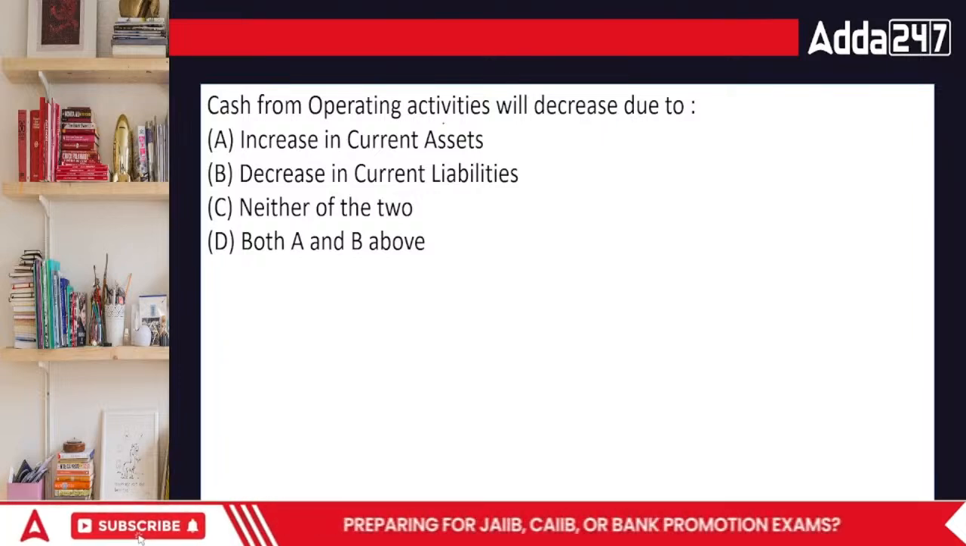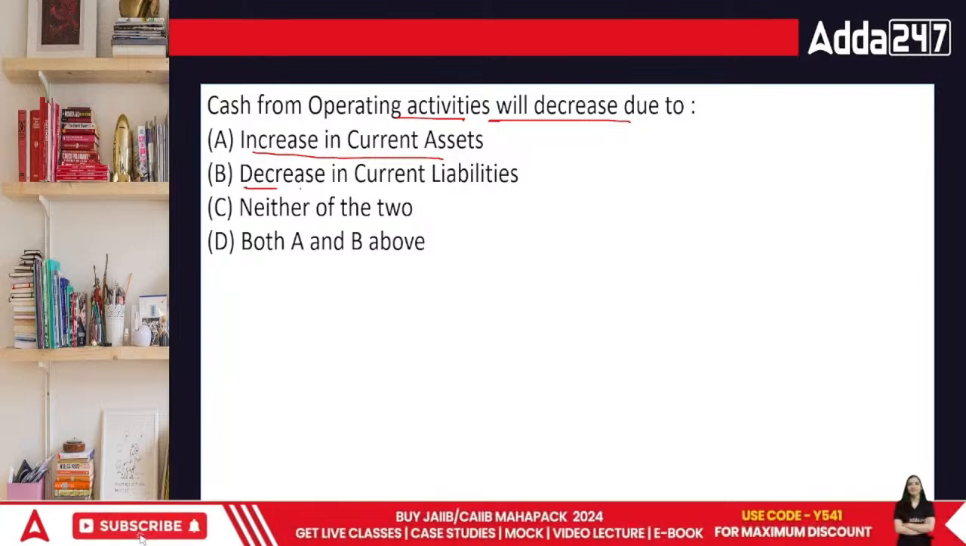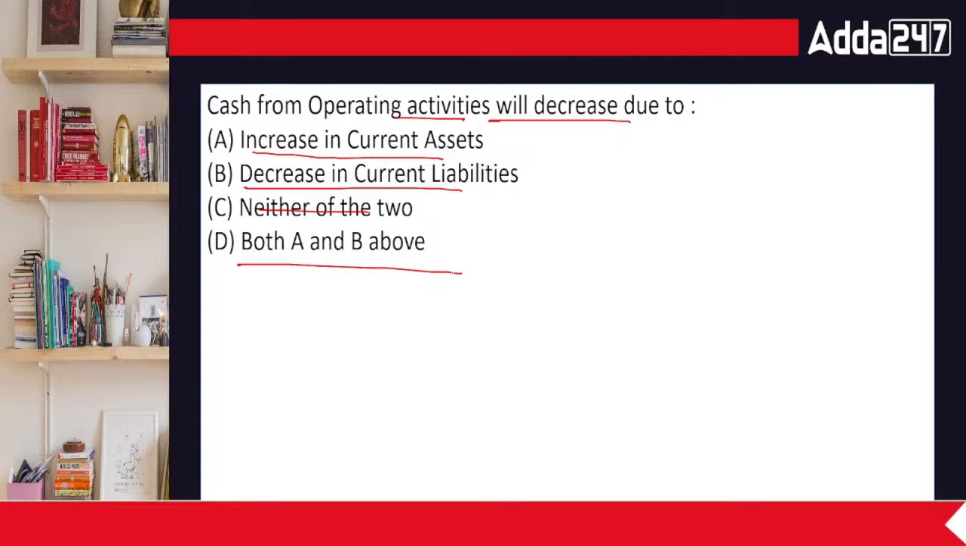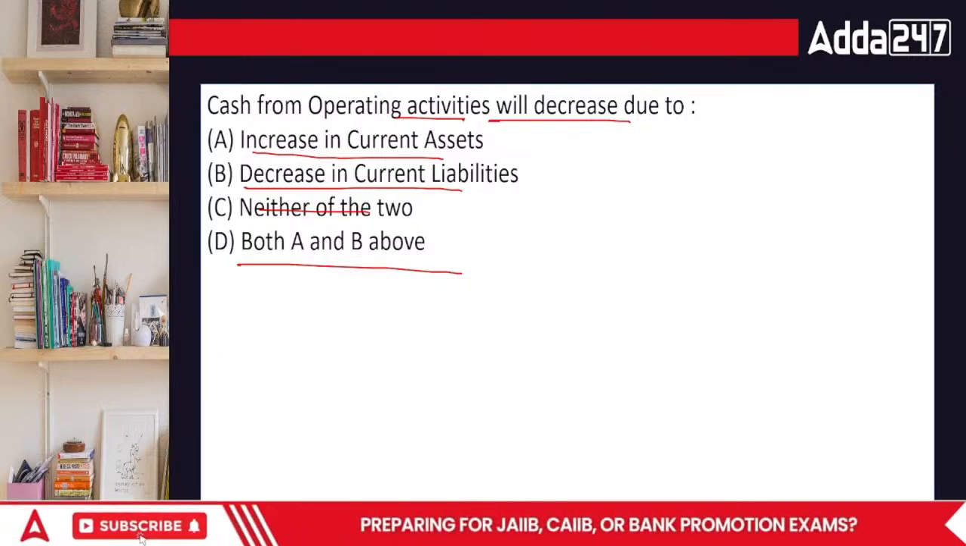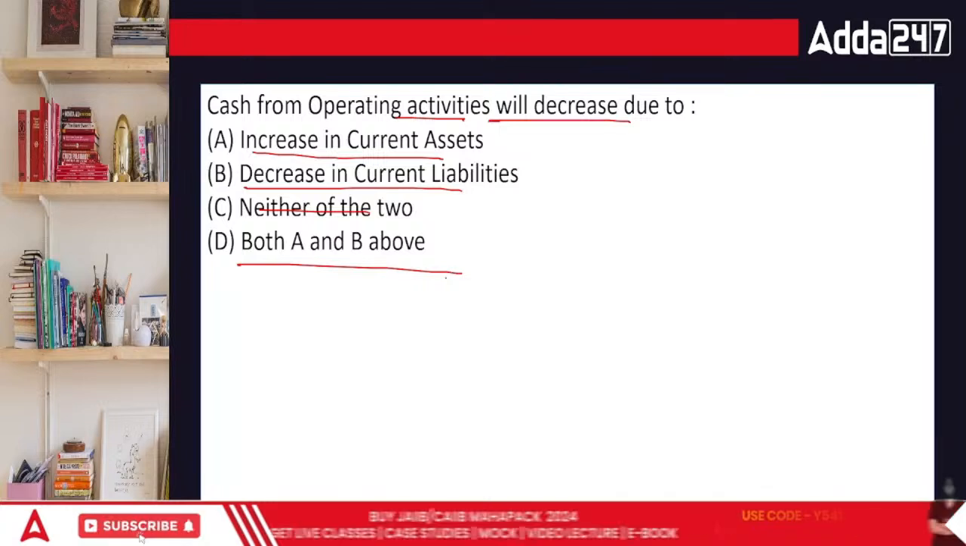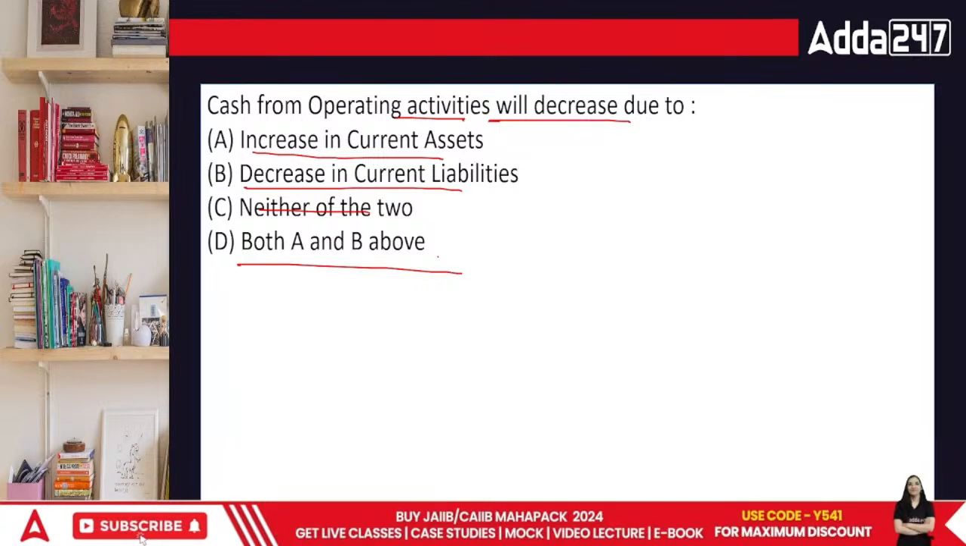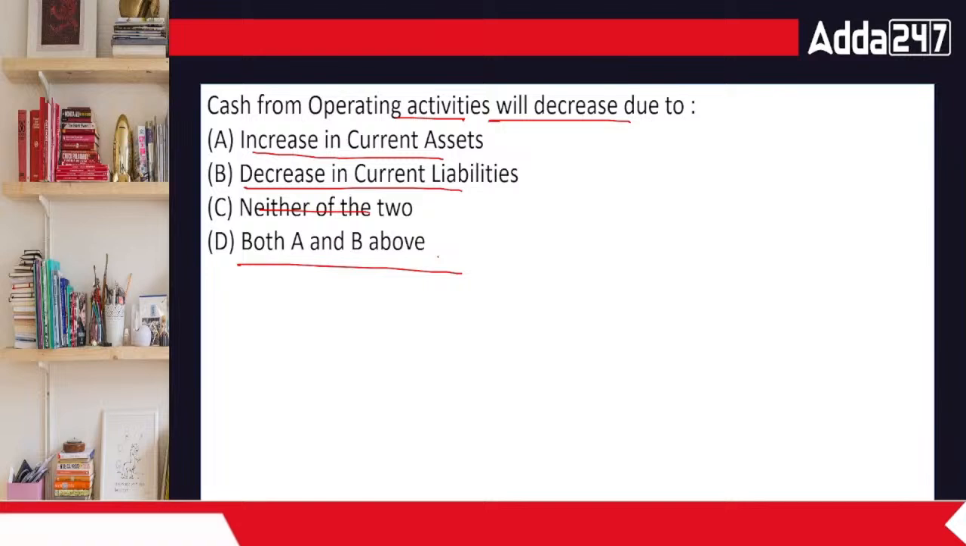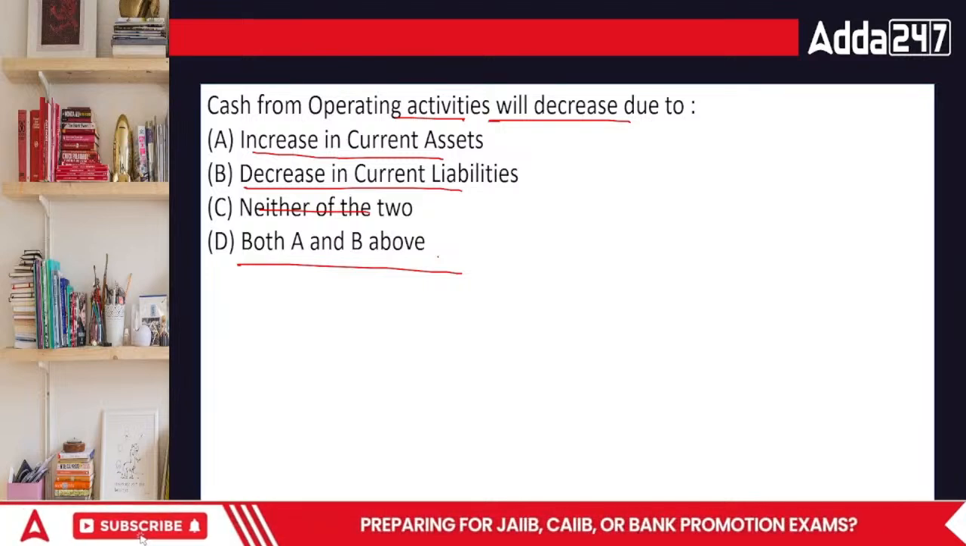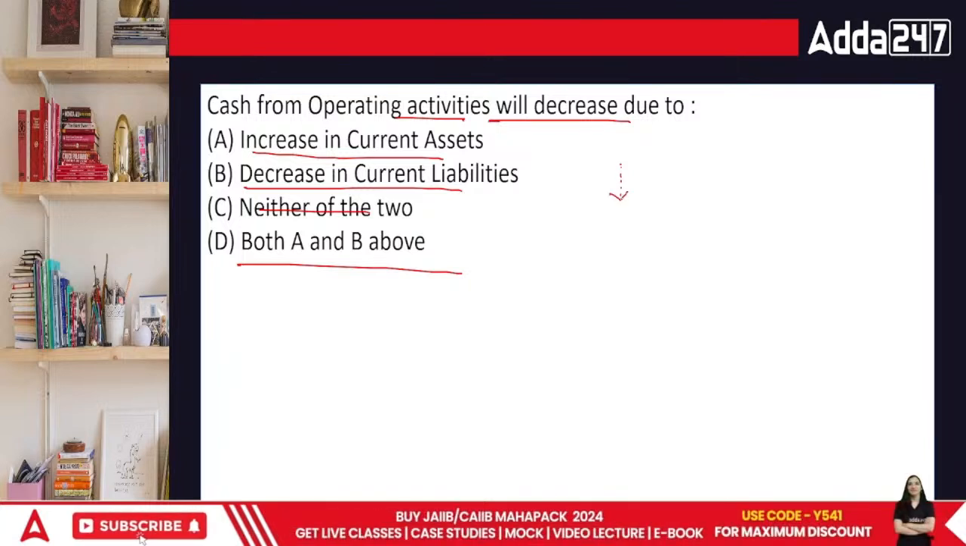Cash from operating activities will decrease due to increase in current assets, decrease in current liabilities, neither of the two, or both A and B. What's going to be the answer, everyone? Cash from operating activities is basically money that you are getting on a daily basis. But why would the cash decrease? Because obviously we might be paying a lot.